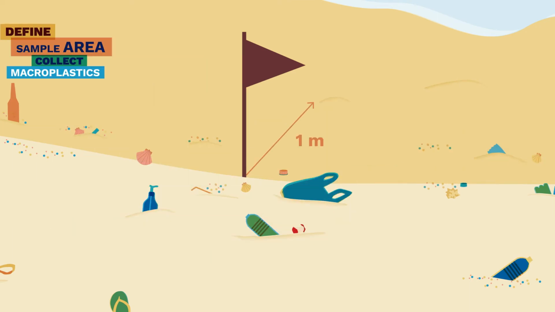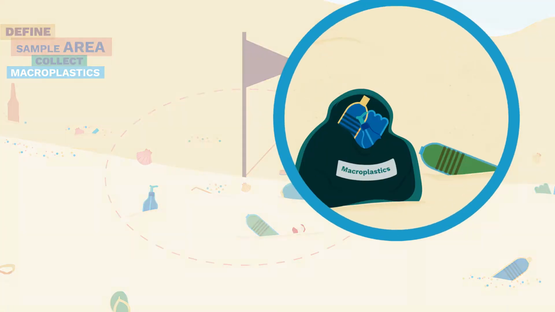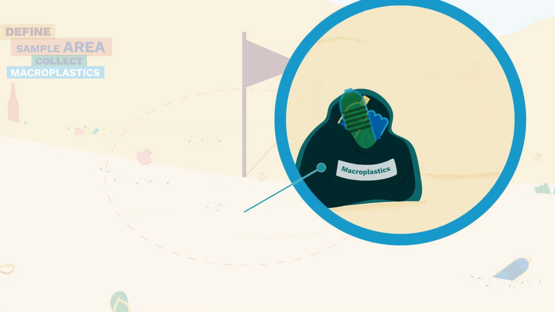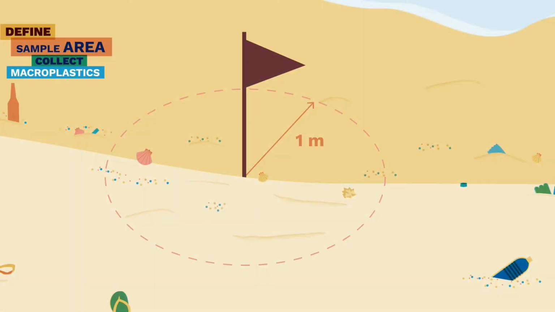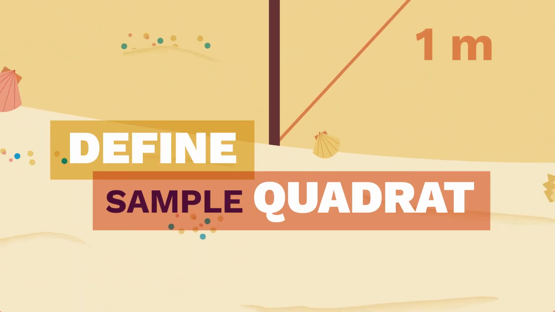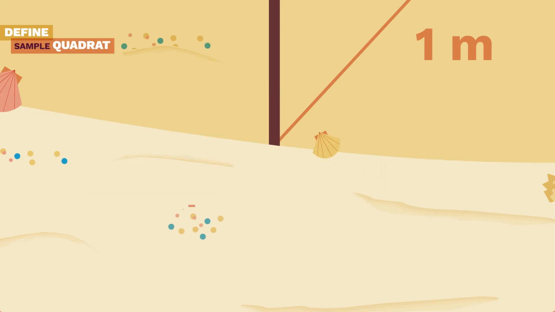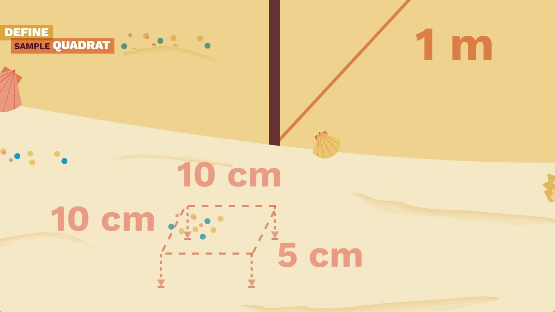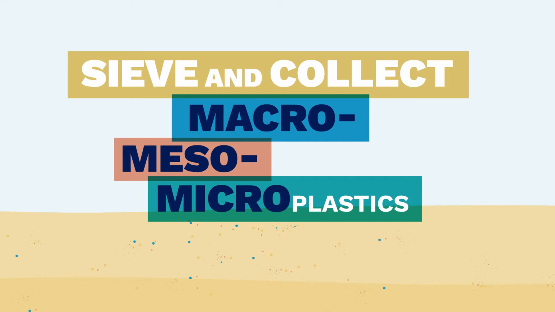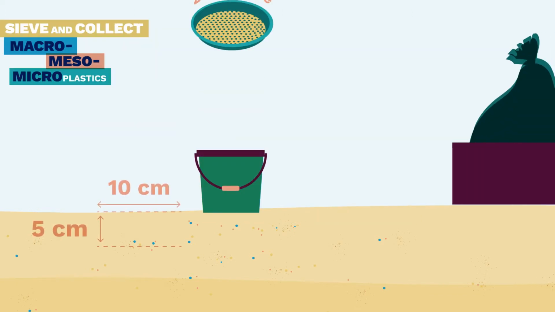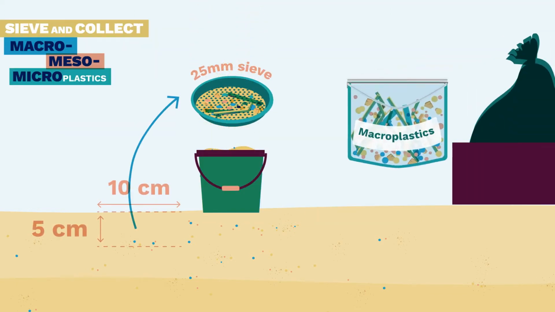First, draw a circle and collect all large plastic items into a labeled bag. Within the circle, define a smaller area to collect sand and sieve it. Collect sand and sieve it.